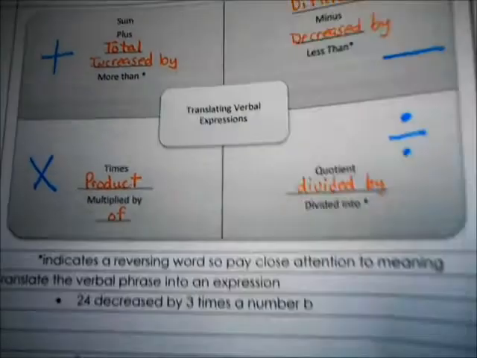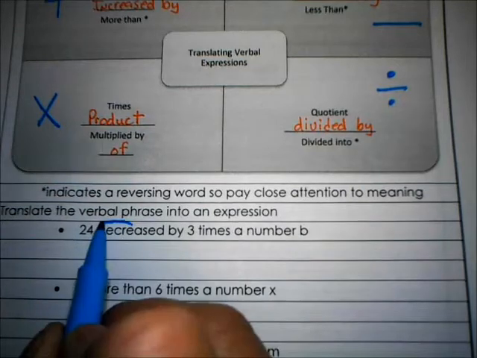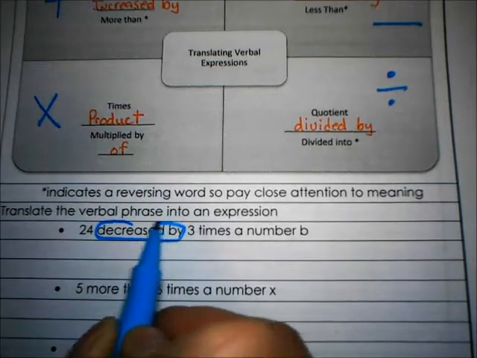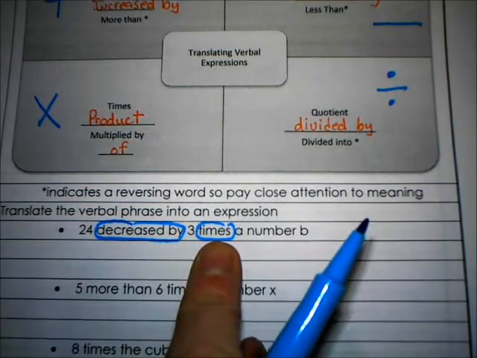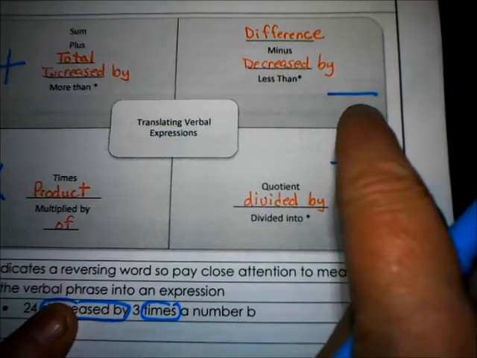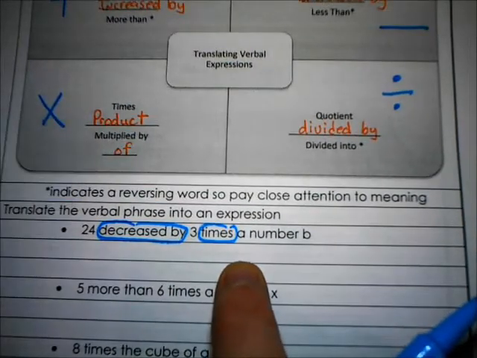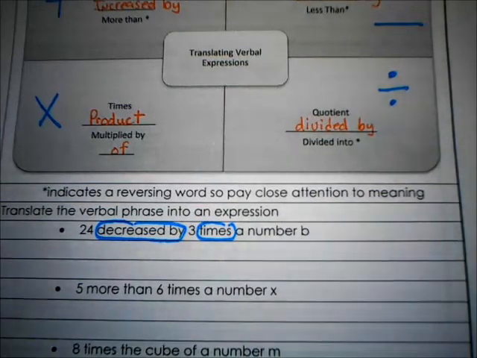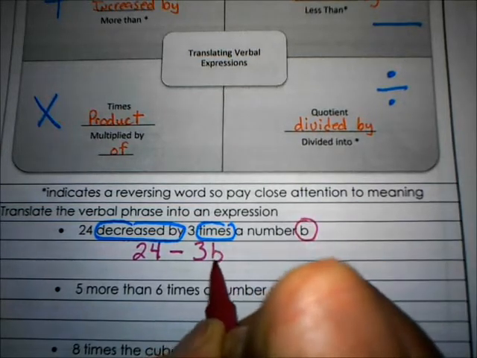Alright, on example 1, we have several examples. It says translate the verbal phrase into an expression. So if I look at the first one, it has 24 decreased by 3 times a number b. I circled my operation words. Those are very, very important. Decreased by, if I look up here in my chart, means I am subtracting, and the word times means I am multiplying. So if I write this out, I'd have 24 decreased by 3 times the letter, and there's my letter, b.